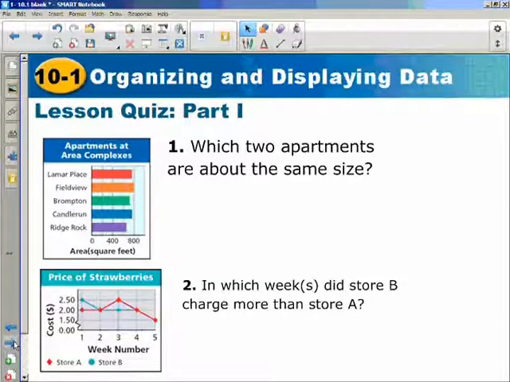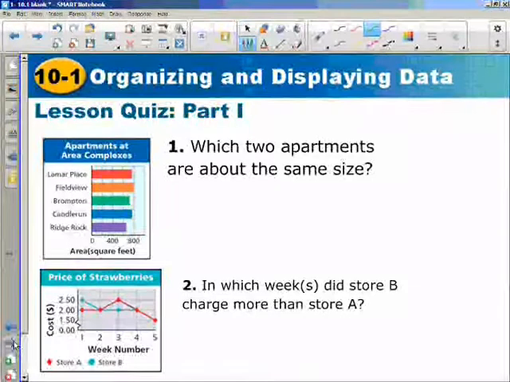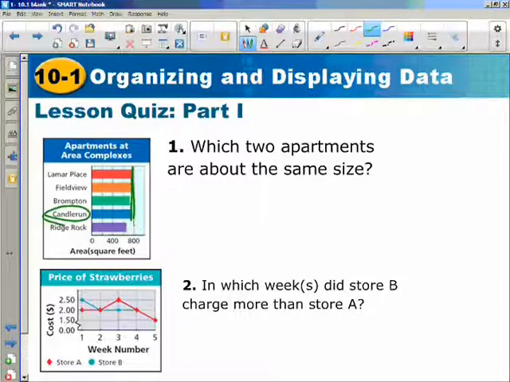And they're all fairly similar, I guess. It's obvious which one's the smallest and which one's the largest, but it looks like these 2, the Candle Run and the Lamar Place, are the same in size.